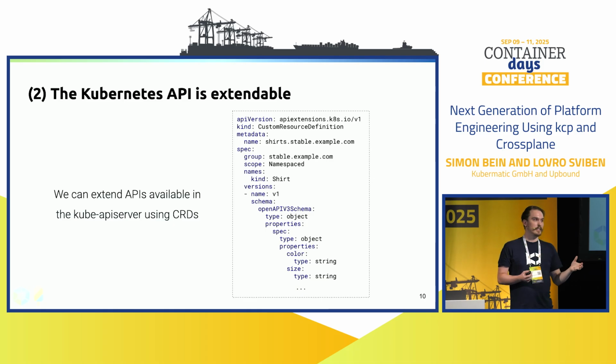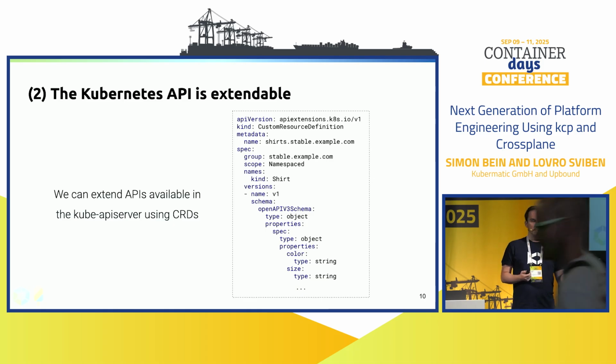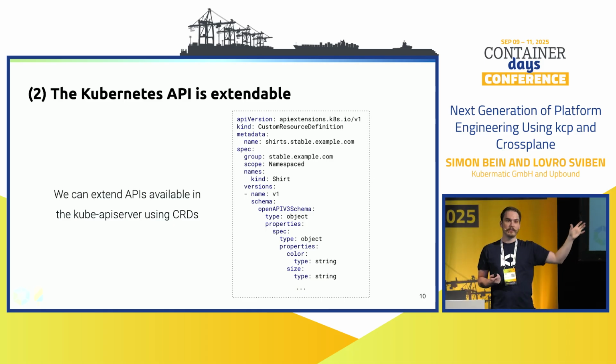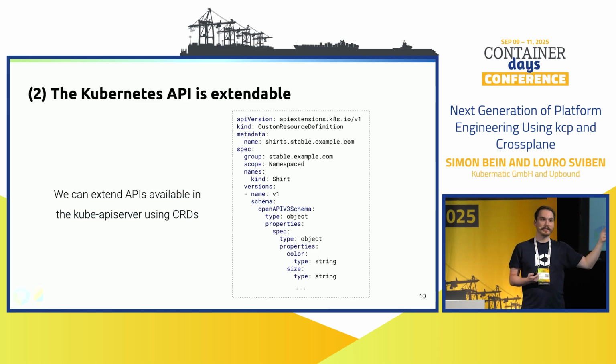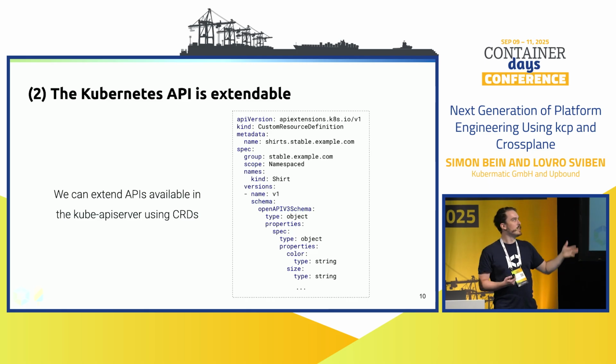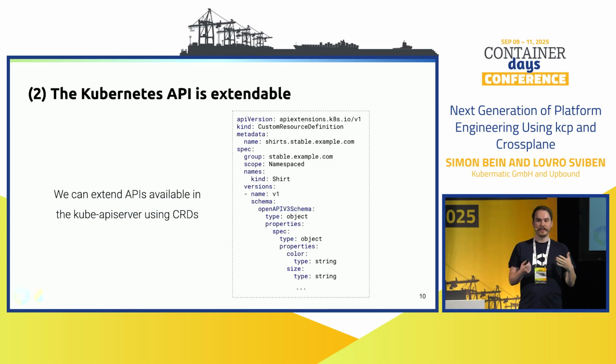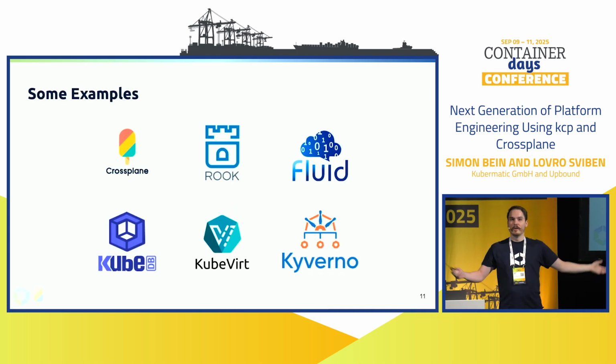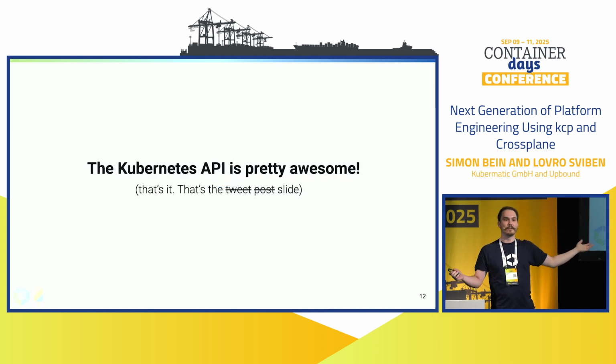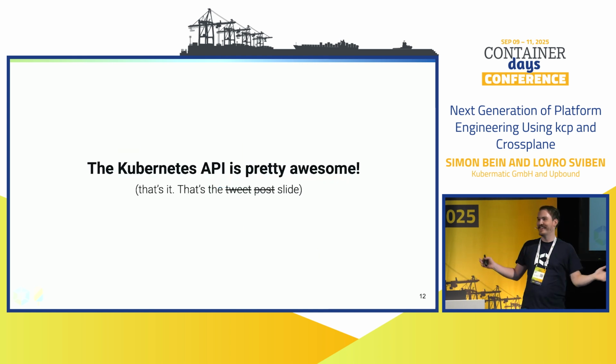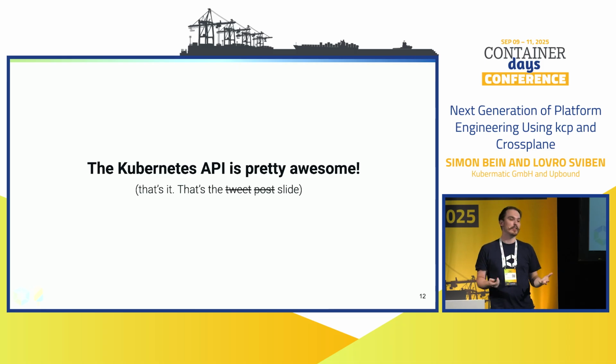The other part is the Kubernetes API is extendable. And I think this is not surprising to anyone, but basically there is an API called custom resource definitions in Kubernetes that allows you to create new APIs. In this example, we're creating a shirt API, and shirts have a color and a size. Perfect. 3 minutes in. We're already done. Kubernetes is awesome. That's our talk. Thanks, guys. We're done. Not really.